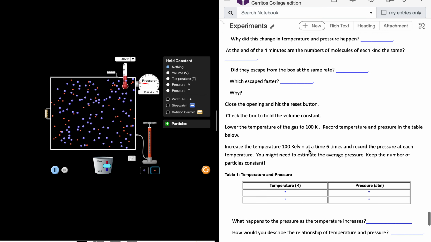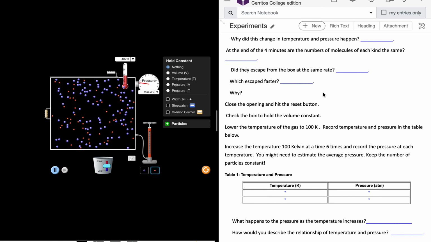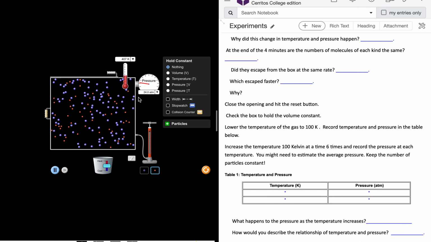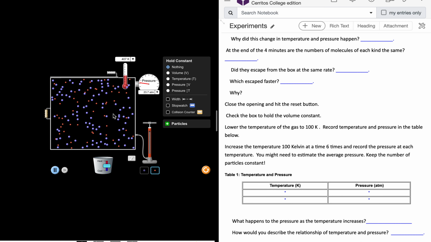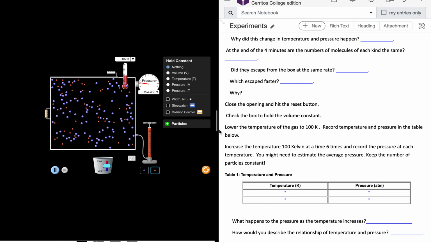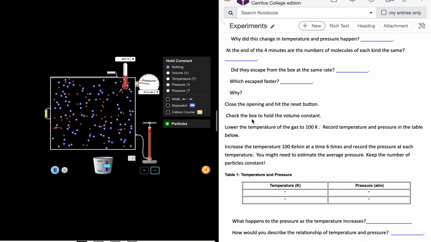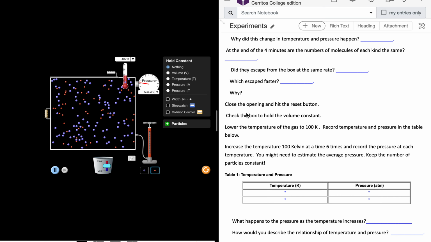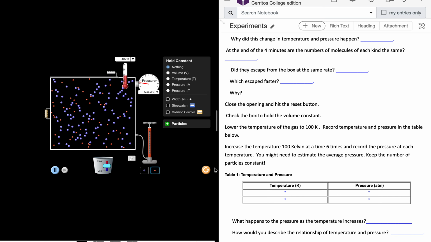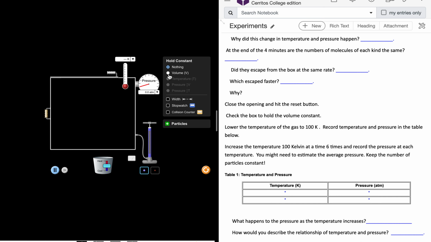So you're gonna read all of the instructions and apply them on your simulation, then fill out the answers. And you also can lower the temperature of the gas. You're gonna reset it. So this is the reset button. Reset it and hold the volume constant. As it says right here, hold the volume constant and add some gas molecules.